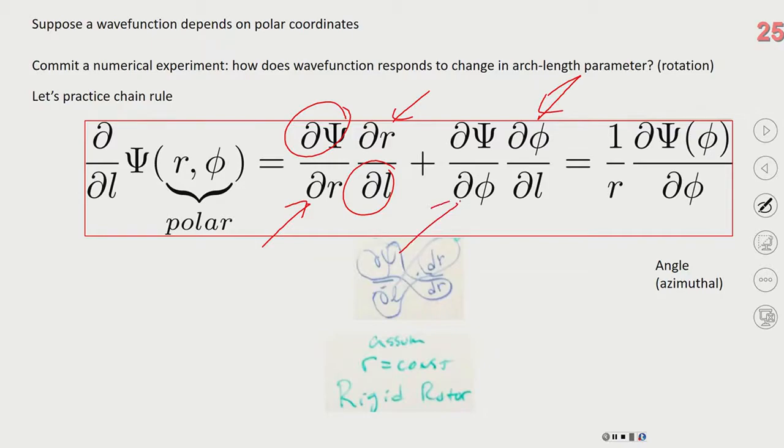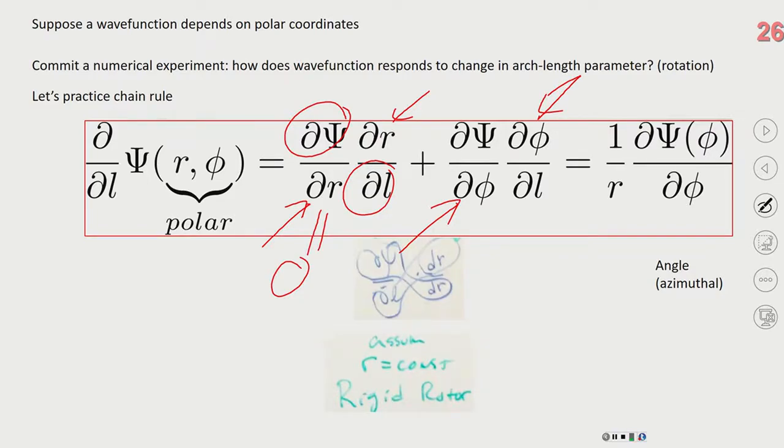So we can multiply and divide by increment of radius and increment of angle. Then it will be change of wave function in respect to position, and we know that it will be 0 because we agreed that we are dealing with a rigid rotor. And here, change of the wave function: psi is wave function, phi is angle, in respect to angle times derivative of angle in respect to arc length, which we just considered, which will be what?